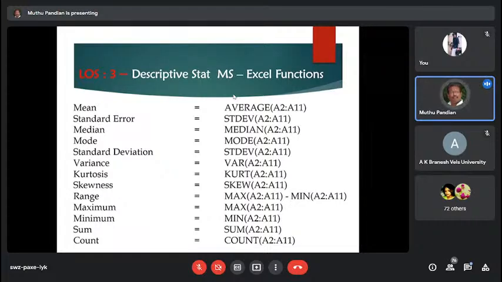Okay, so if you want to calculate the mean, you can use this function. If you want to calculate the standard error, you can use this function, like that. And here my data is available in A2 to A11.